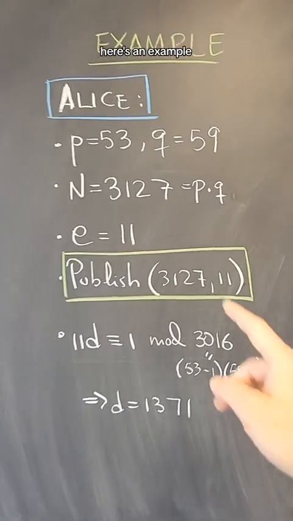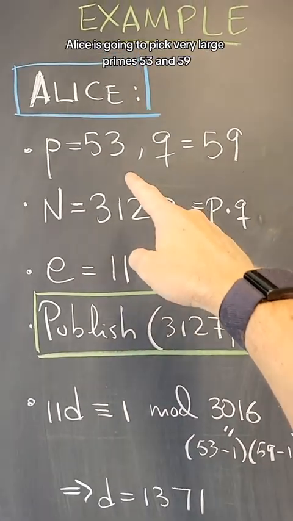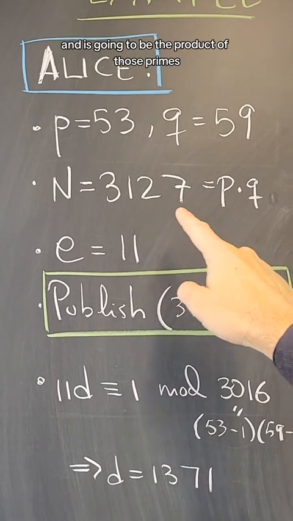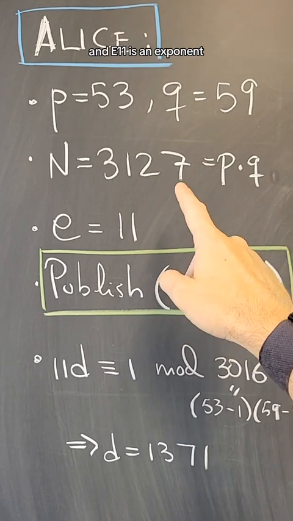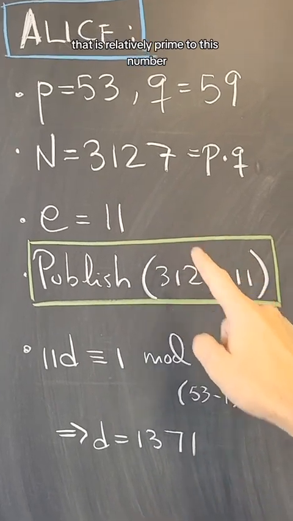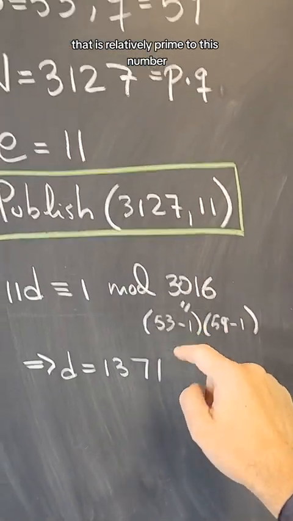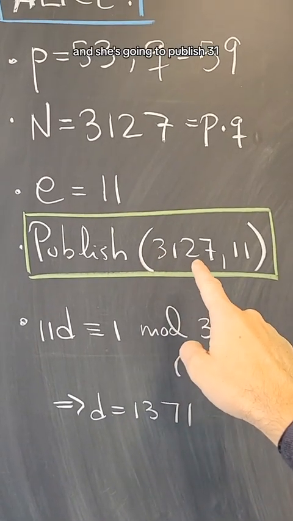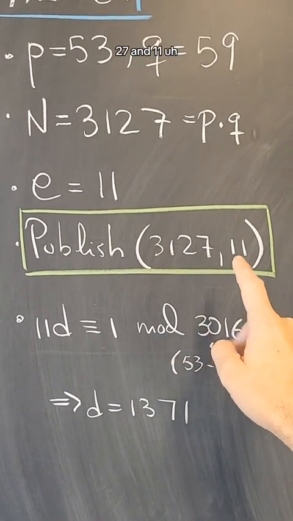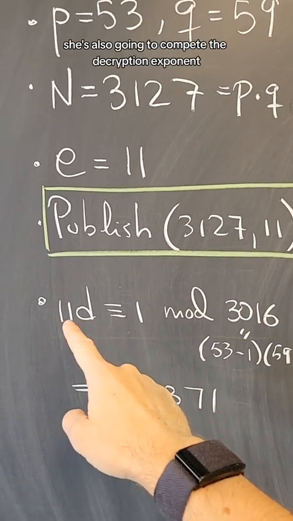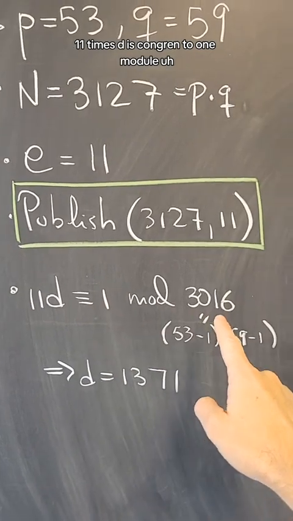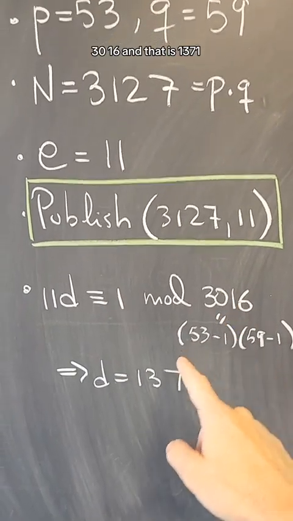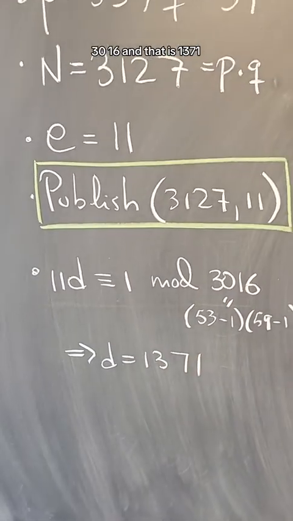Here's an example. Alice is going to pick very large primes, 53 and 59, N is going to be the product of those primes, and E, 11, is an exponent that is relatively prime to this number. And she's going to publish 3127 and 11. In the meantime, she's also going to compute the decryption exponent. 11 times D is congruent to 1 modulo 3016, and that is 1371.